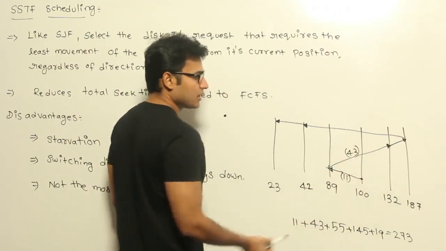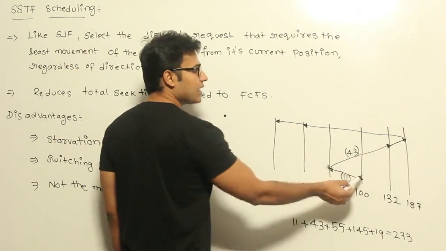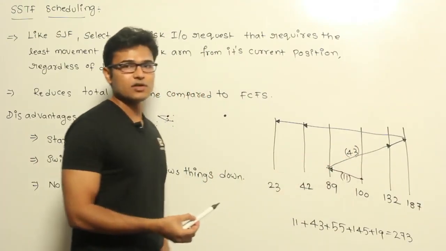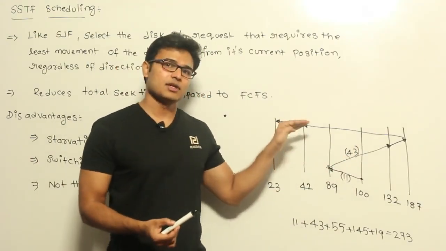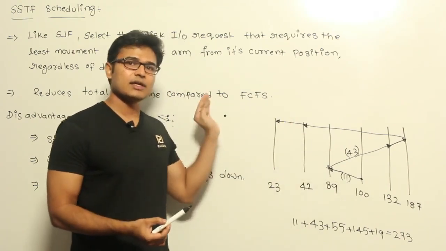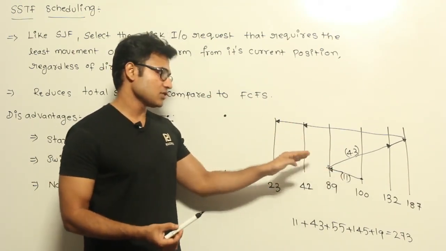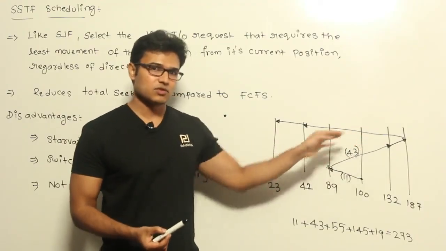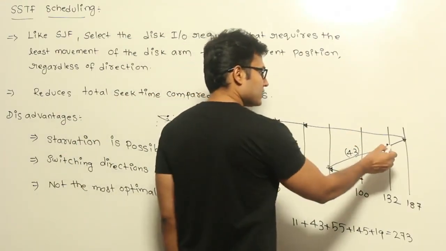Now if you observe, we are changing the direction, isn't it? This changing of direction is also going to slow things down. If the read write head is moving in one direction and you service all the requests in that direction, it will be better and faster. Otherwise you have to go there, stop, and again come back. So that is going to slow things down. Okay, now let's see the next one.